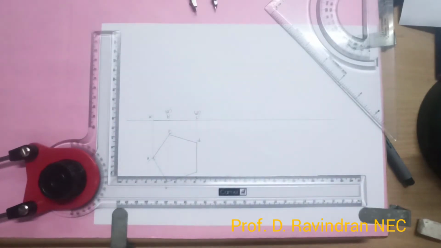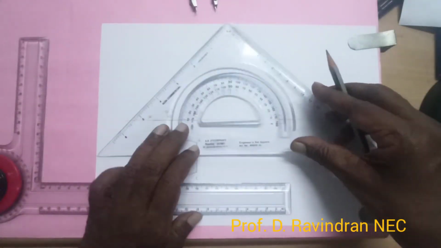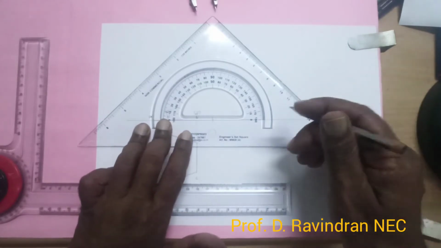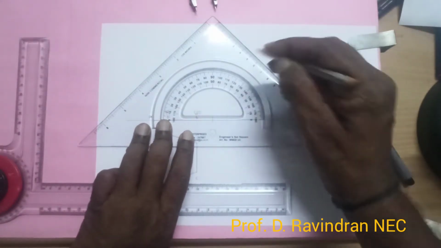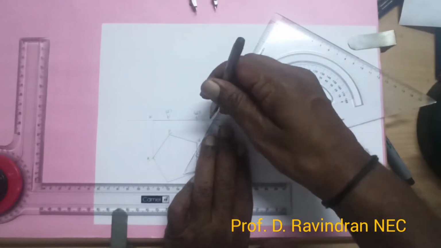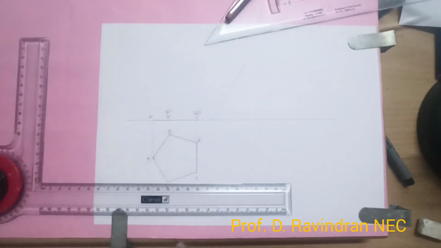Since it's not visible, we choose some point. From this point we have to make 60 degrees since the plane is inclined at 60 degrees with HP. So this is 60 degrees. Here you can just draw this line and transfer this dimension exactly there.